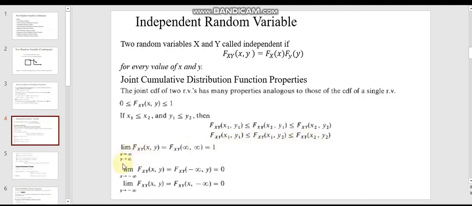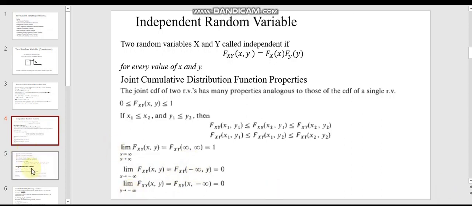Another property is that when x approaches infinity and y approaches infinity, then the CDF of the x and y random variables is equal to 1. Similarly, as x approaches minus infinity, the CDF of x and y is equal to 0. If the limit of one of the random variables is minus infinity, then the joint CDF of the two random variables would be 0.